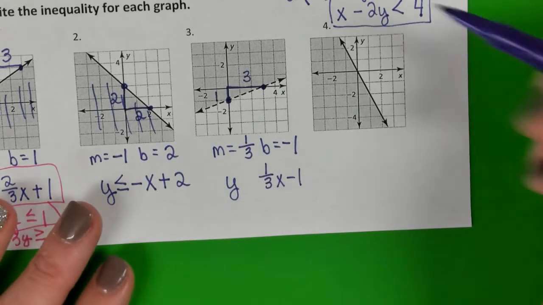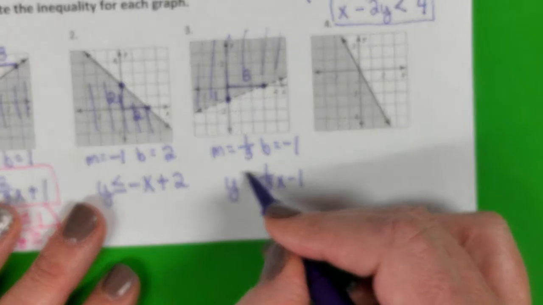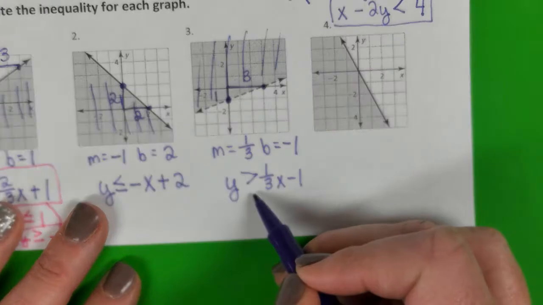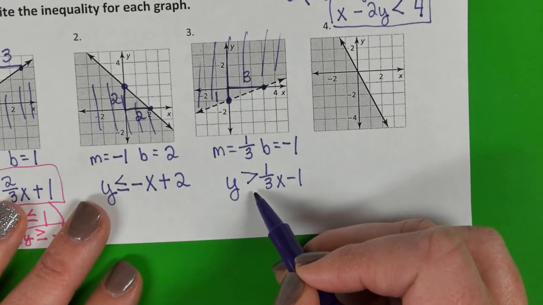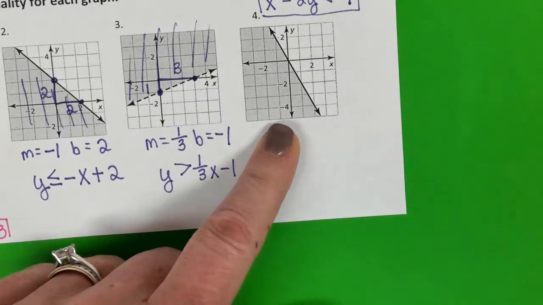Let's look at it. Where are we shaded now? This time we're shaded above, so that's greater than. And it is a dotted line, so this time we wouldn't put equal to. I'm going to show you this one, and then I want to show you 2 more.